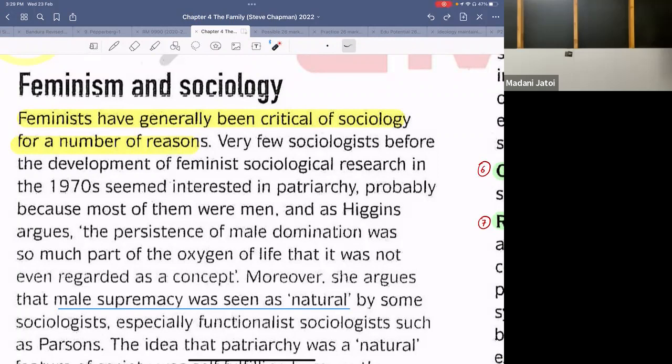So yeah, feminism and sociology. Feminists have generally been critical of sociology for reasons. Let me give you an example.